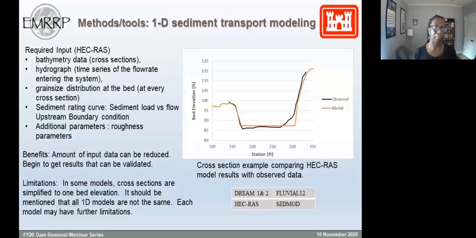I would say from our findings, 1D sediment transport modeling is probably one of the more extensively used tools or methods for dam removal when we start to talk about modeling. The benefits here, once again, are that you can get results that potentially can be validated. Limitations are that in some models, the cross-sections are still a simplified approach. Obviously, the world is not 1D. And it should be mentioned that, once again, not all 1D models are the same. Each model might have further limitations.